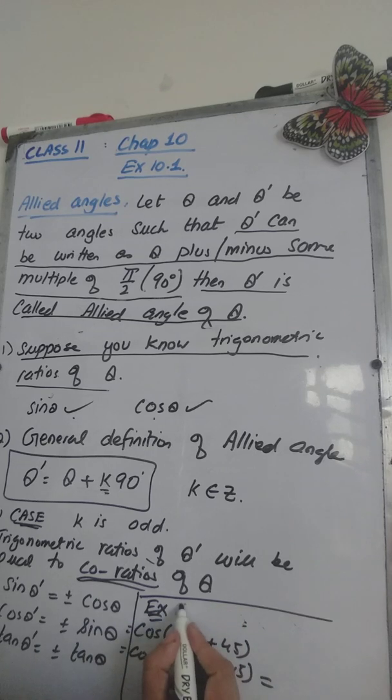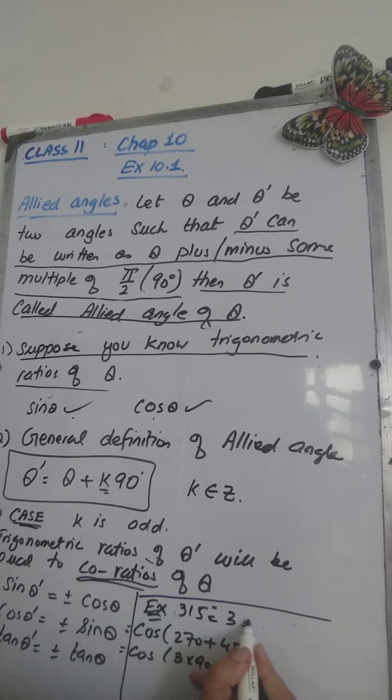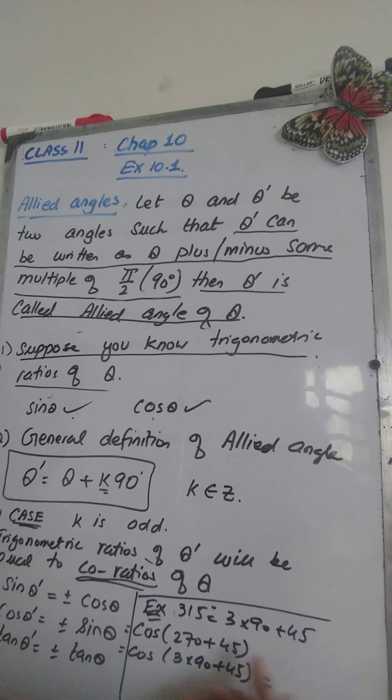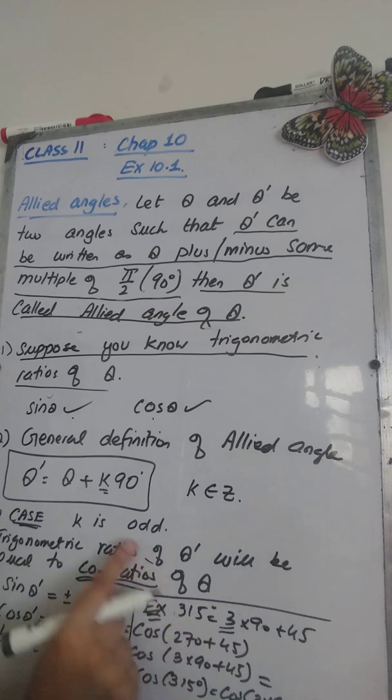Okay, let me write it again. 315 can be written as 3 times 90 plus 45. Now in this expression, theta dash is 315, theta is 45, and k is 3. So here k is odd, so cos of 315 will be equal to cos of 3 times 90 plus 45. As 315 is obtained by adding an odd multiple of pi by 2 to 45, as k is odd in this case.